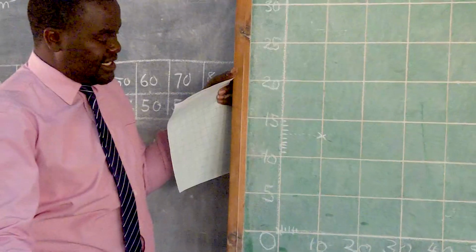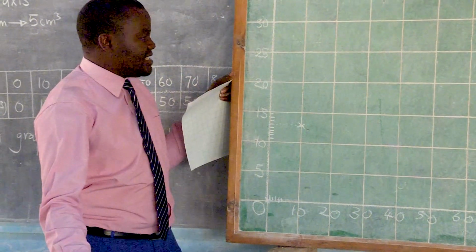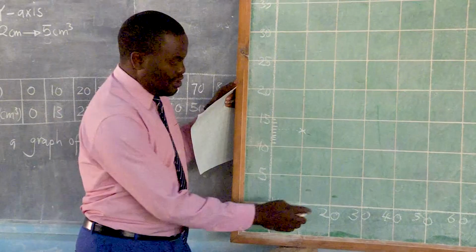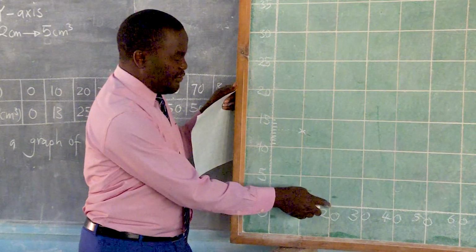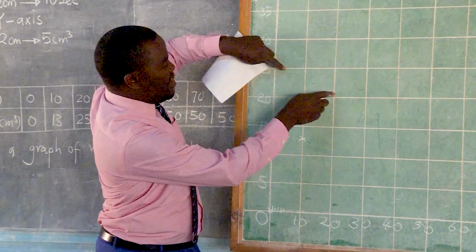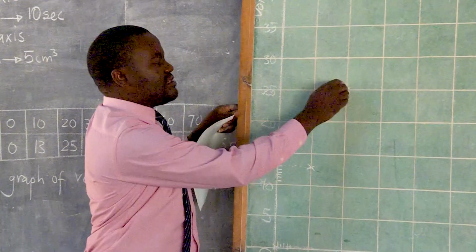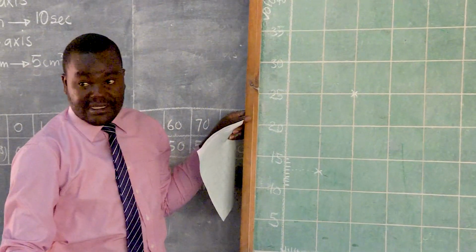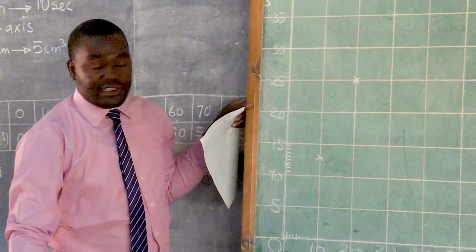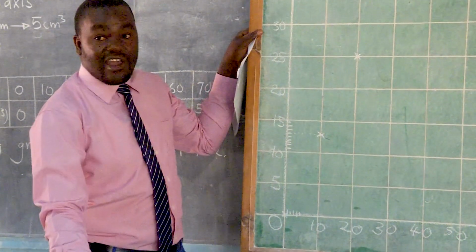Our next coordinate is when time is 20, the volume produced is 25. So 20, our volume is this one, 20.25. This one is this because 25 is there. So you come like this, where the two are meeting, which is there. That is where the coordinate is. Are we together there? What is our next coordinate?